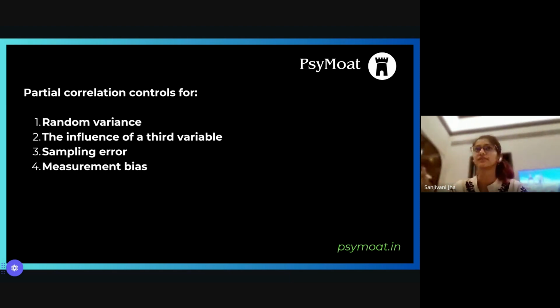So for example, a very basic example: if you want to see stress and sleep quality, other variables like our age and gender could all influence that. We do not want to check the third variable, age; we want to check sleep quality and stress levels. That is why we do partial correlation.